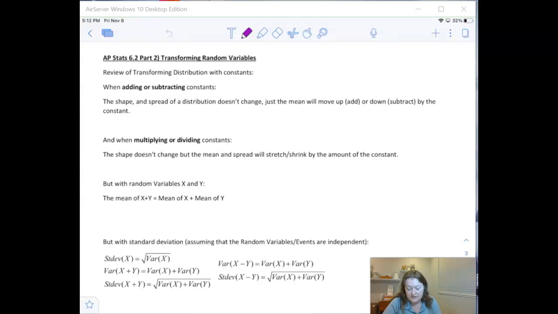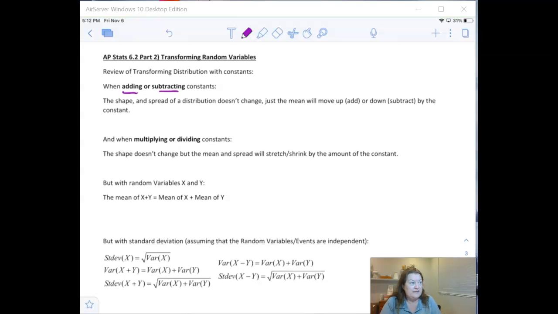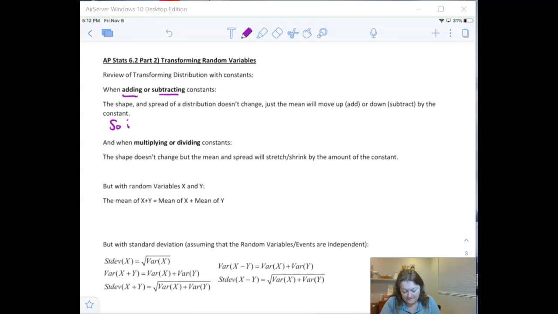So we want to review that when you're adding or subtracting a constant, like adding 7 to everything, the entire shape of the original distribution and the spread of the distribution doesn't change. It's just going to shift either up or down by whatever that constant is. Okay, so let's say that I had an average of 10. We're not even going to worry about whether it's skewed one way or normal or anything else. We just have a distribution.